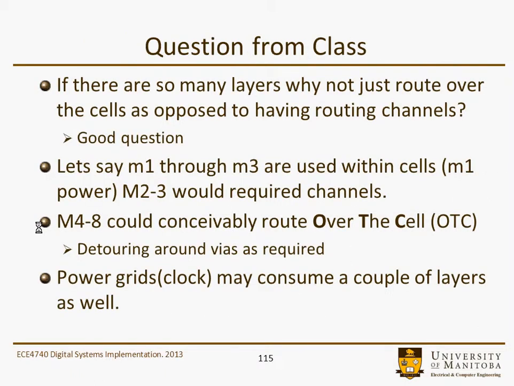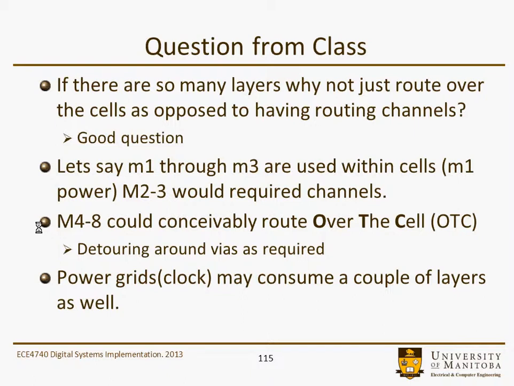So one of the questions that arose in class: if there are so many metal layers with modern technologies, why not just route over the cells as opposed to having routing channels? Well, that's a very good question. For example, let's say you have metal 1 through metal 3. Those could be used within a cell, so typically you wouldn't be routing over the cell with them, because they'd interfere with what's used in the cell, of course.